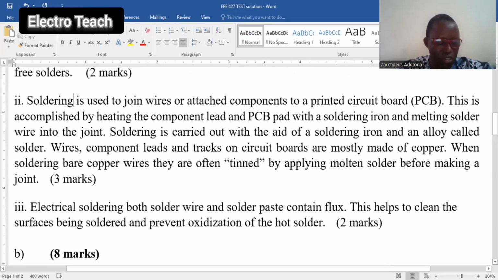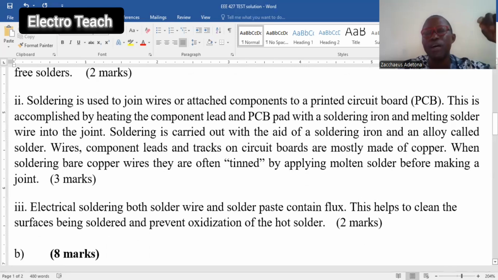That is accomplished by heating the components together. They are laid together on the PCB pad with a soldering iron and metal solder applied to the joint. Soldering is carried out with the aid of a soldering iron and solder. Wires, leads, and tracks on circuit boards are made of copper, so when molten solder comes into contact with them, it can hold them together to form a joint.